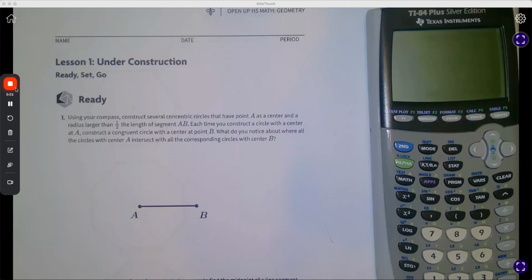All right, here we go. This is Unit 2, Lesson 1, under construction.